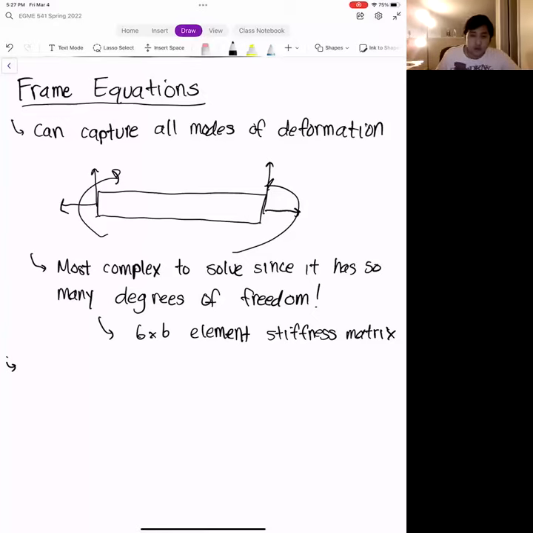chronologically speaking, we started talking about frames after we had talked about trusses and beams, right? And so trusses are elements that have axial deformation, and beams have the transverse deformation as well as the rotation.